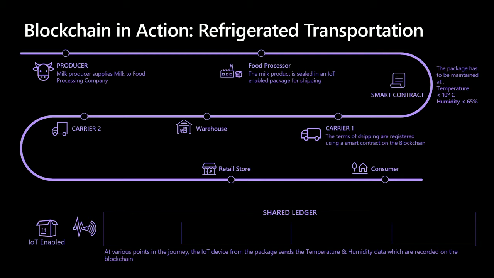So let's walk through the flow and see what happens. So the food processor at the origin is at 8C, 60% humidity, so he's okay. Handed it off to the carrier, carrier 1.